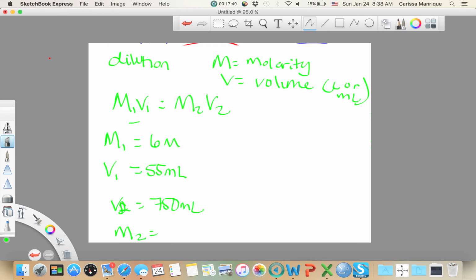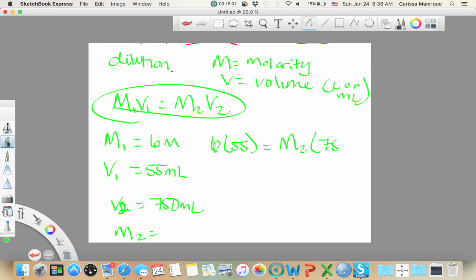Okay, so I just plug this in here. M1 is 6, volume 1 is 55. I don't know molarity 2, so I just put M2. Volume 2 is 750. Now I'm solving for M2, so it'll be 6 times 55 divided by 750, and my new molarity is 0.44 molar.